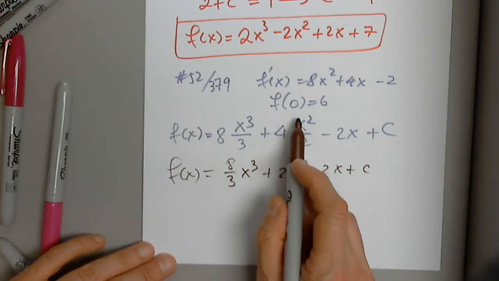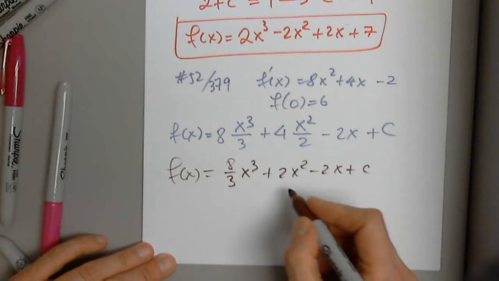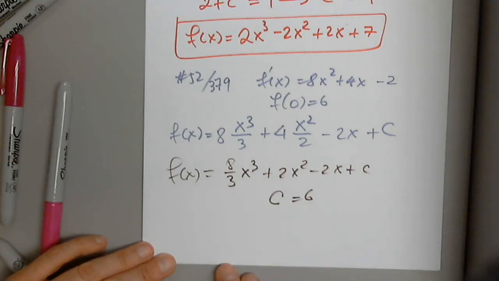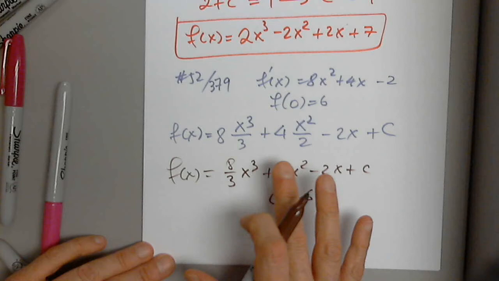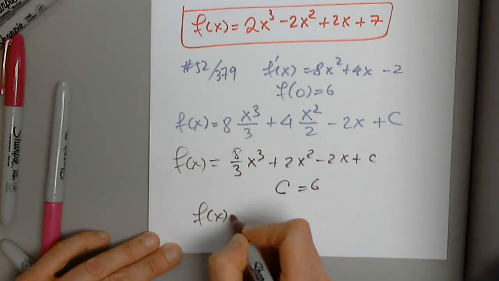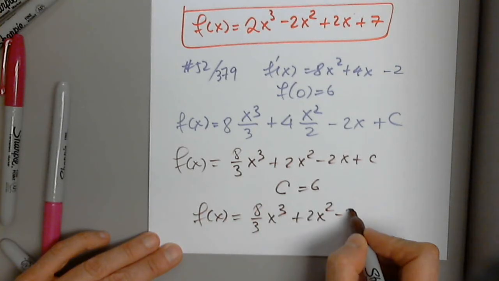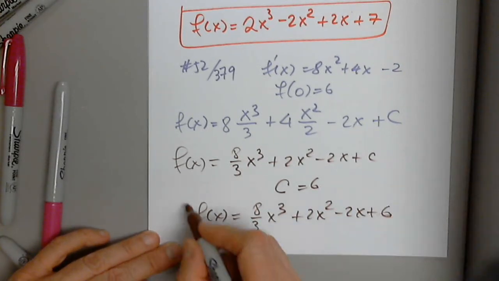But now I have f of 0. Can anyone give us f of 0? How much is f of 0? C. 0, 0, 0, C. So then C equals 6. So now this is the only one. 8/3 x cubed plus 2x squared minus 2x plus 6 is the only one.